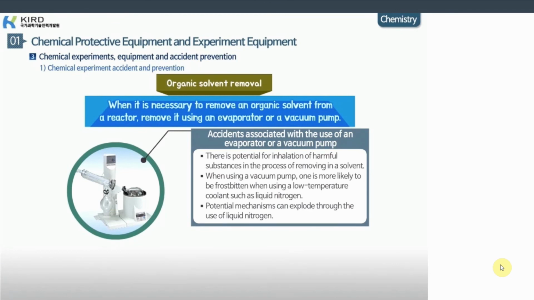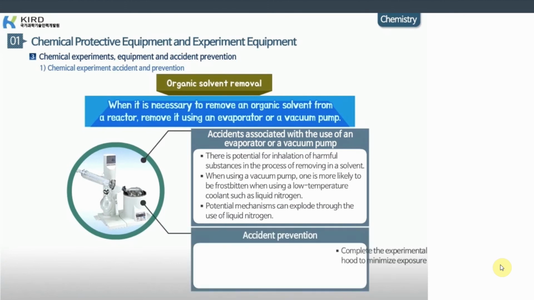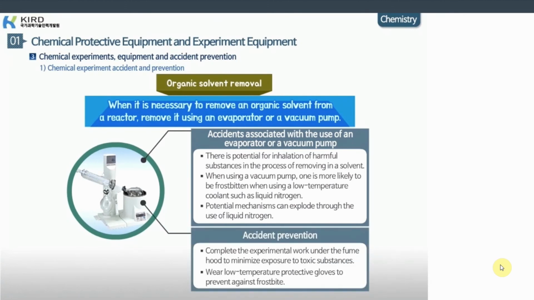When using a vacuum pump, one is more likely to be frostbitten when using a low-temperature coolant such as liquid nitrogen. Potential mechanisms can explode due to the use of liquid nitrogen. To prevent an accident, complete the experimental work under the fume hood to minimize exposure to toxic substances, and wear low-temperature protective gloves to protect against frostbite.